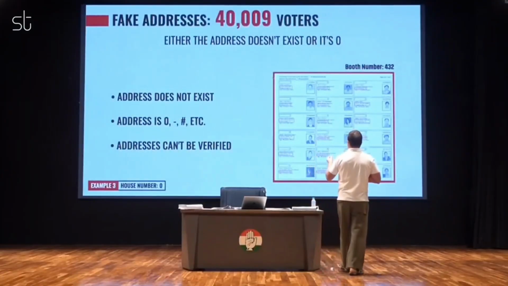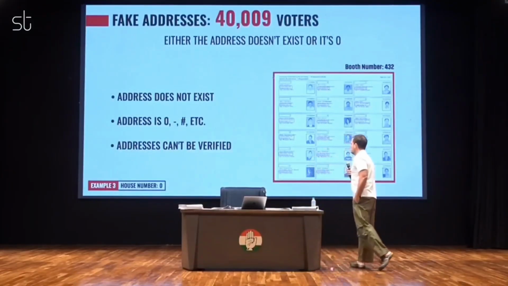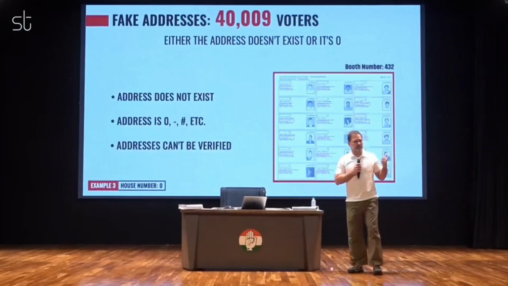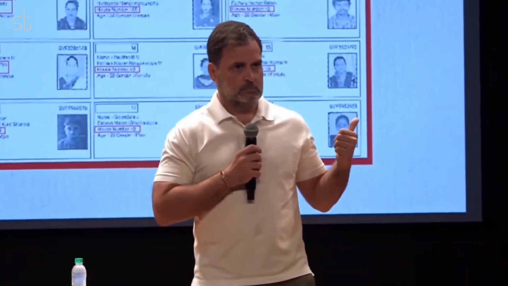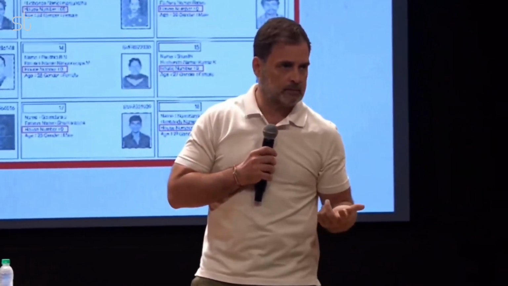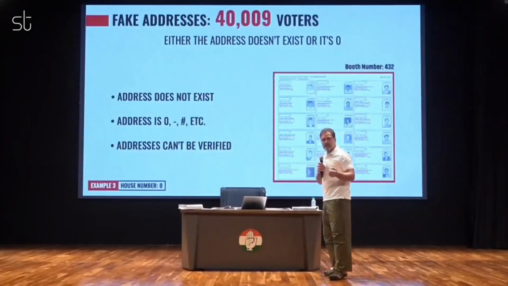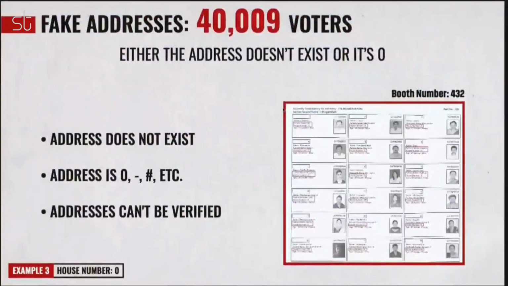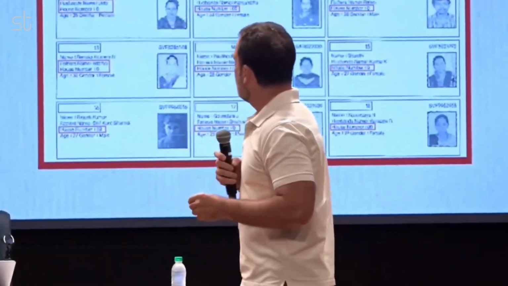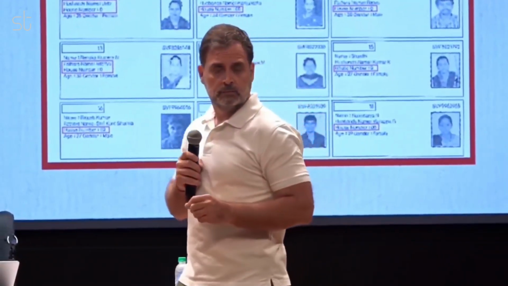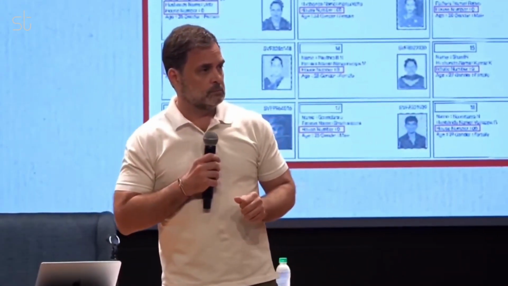Now these are of 3 types. Either an address that doesn't exist, you go look for it, it's not there. Or the address is 0, house number 0 or street number 0. Or then the address cannot be verified. These are 40,000 voters. Okay?